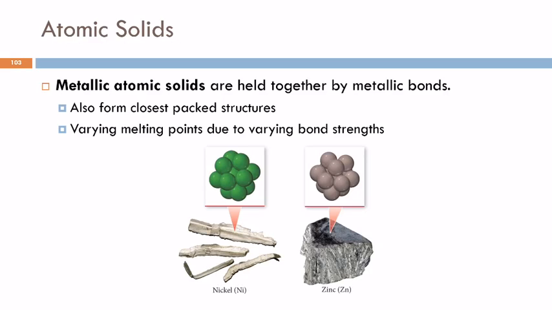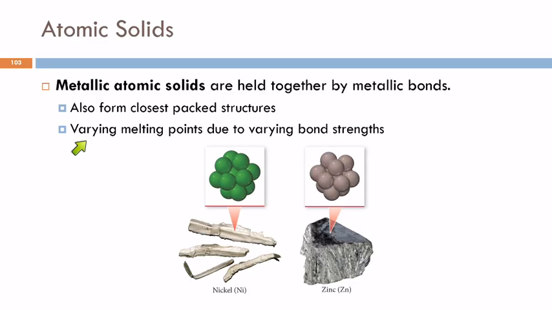Metallic atomic solids are held together by metallic bonds. We have talked about those a couple of times. That's the electron sea model, where the valence electrons are free to move around inside the metal, and that holds the metal together. These are also going to form closest packed structures.